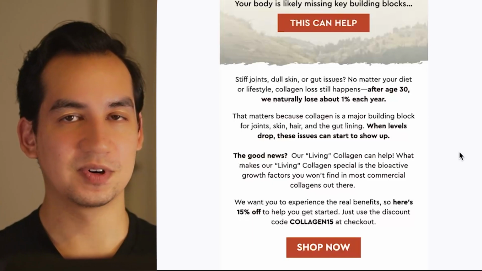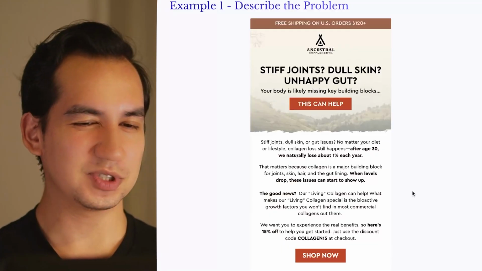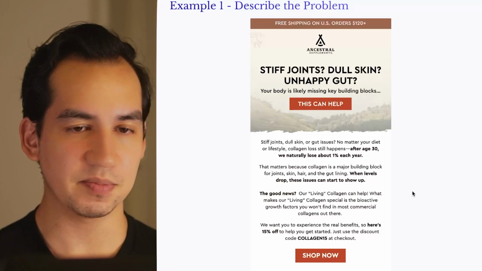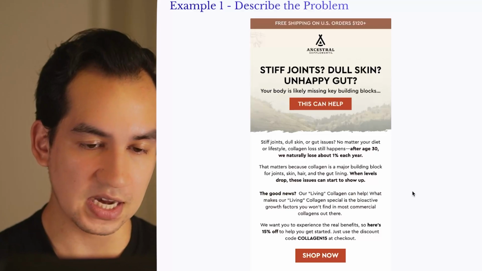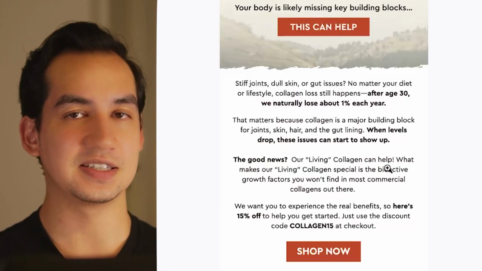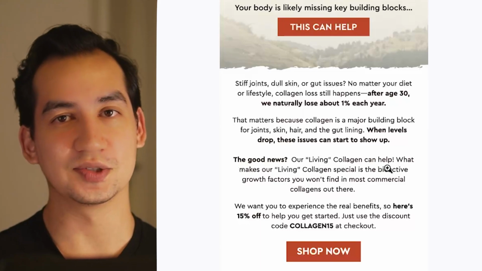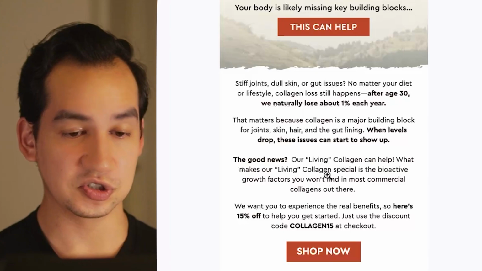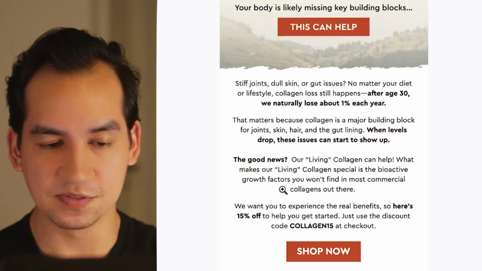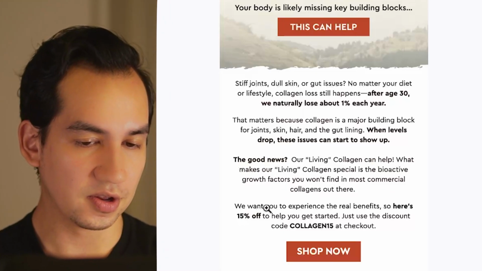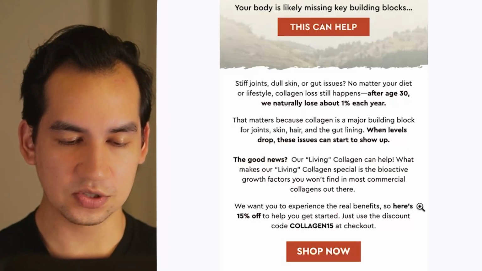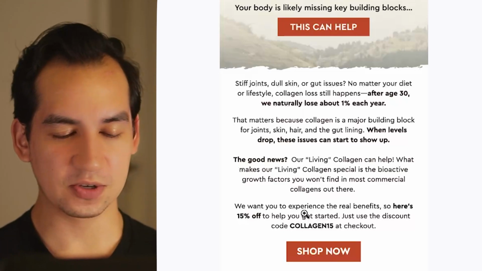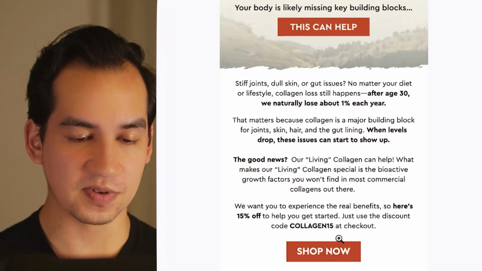All right. So now we're describing the solution. This one's a combination of describing the problem but also the solution, which is its own campaign type, the problem plus solution campaign angle. And then we're also saying, all right, not only is our collagen supplement the solution, but it's the only solution compared to all of our competitors. Why? Because of this unique mechanism, the bioactive growth factors that you won't find in other commercial collagens out there. We want you to experience the real benefits, blah, blah, blah. You don't have to give 15% off, but in this case, this brand was running it as part of their promotion, but this will work just fine without it.